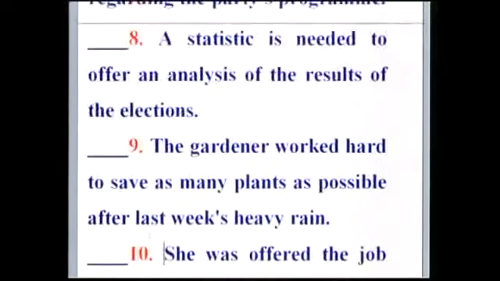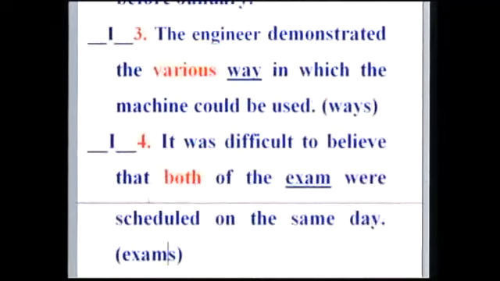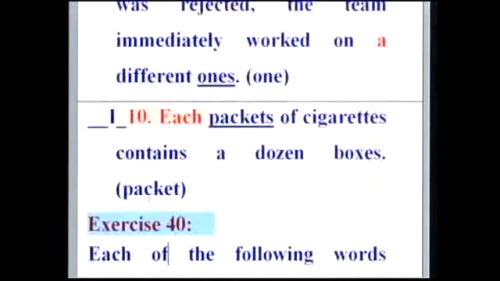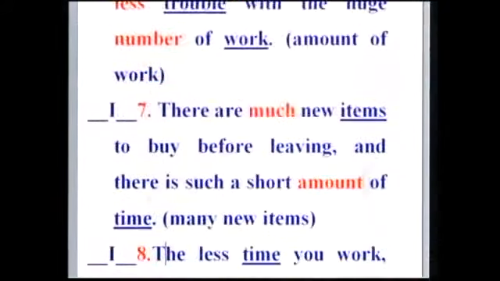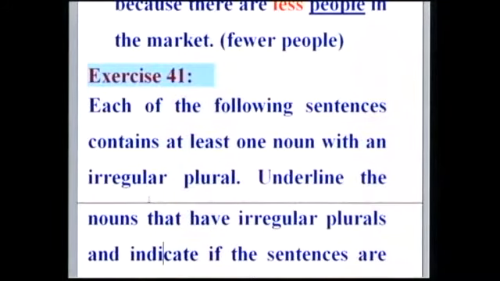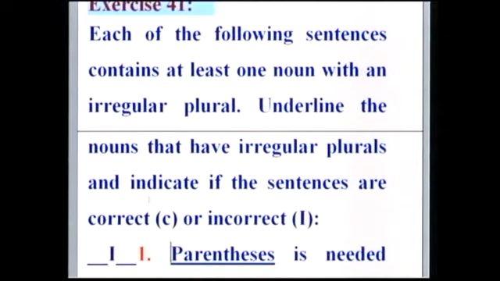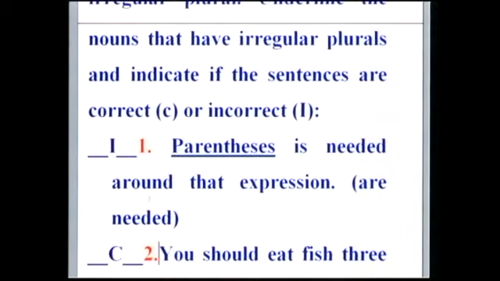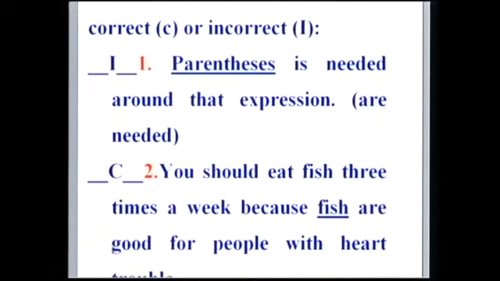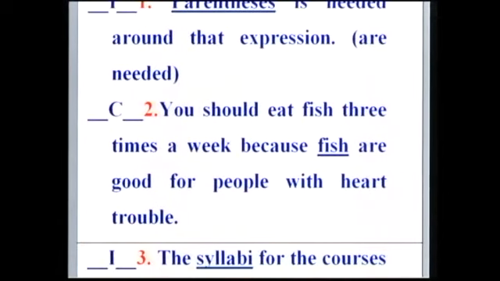the answer key for this exercise. Exercise 41. What are we supposed to do? Underline the nouns that have irregular plurals and indicate if the sentences are correct or incorrect. Okay, parentheses is needed, we said it's are needed. You should eat fish 3 times a week because fish are good for people with heart disease. Yes, this is correct. Fish are plural.